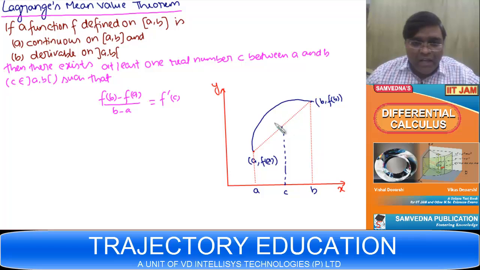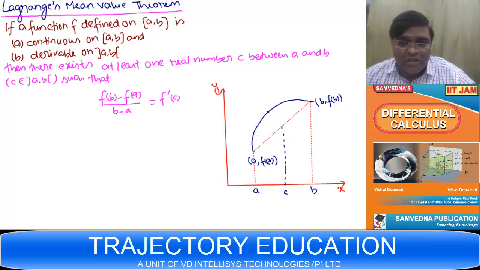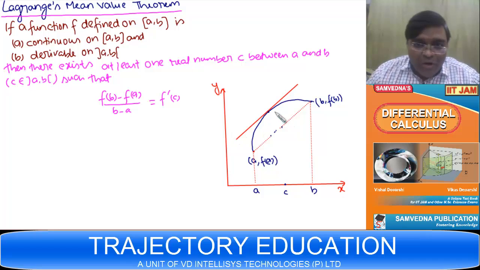f dash c, there will always exist a point such that the derivative of the function at that point, that is the slope of the tangent, is equal to the slope of this line. See, this is the point c. There will always exist a point c between a and b such that the slope of tangent is equal to the slope of this chord joining a and b.